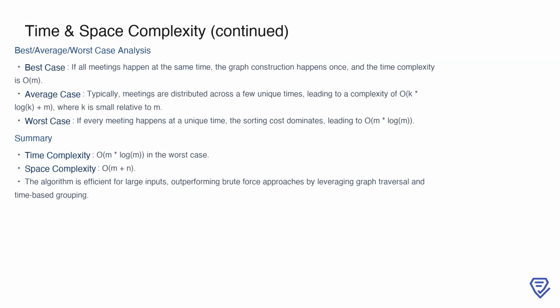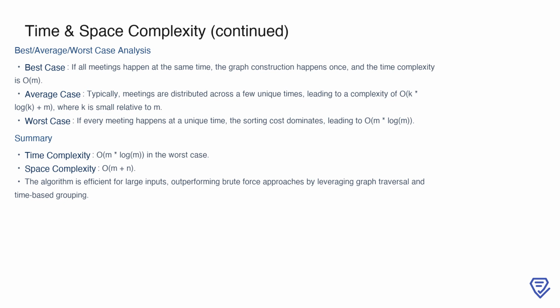Now let's examine the best, average, and worst case scenarios for this algorithm. In the best case, if all meetings occur at the same time, the graph construction happens just once, resulting in a time complexity of O(m). In the average case, meetings are typically distributed across a few unique times. Here, the complexity is O(k * log k + m), where k is relatively small compared to m. In the worst case, where every meeting occurs at a unique time, the sorting cost dominates, leading to O(m * log m).